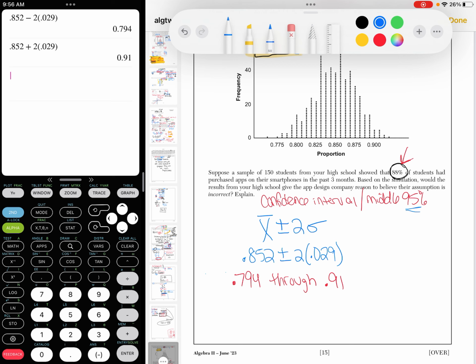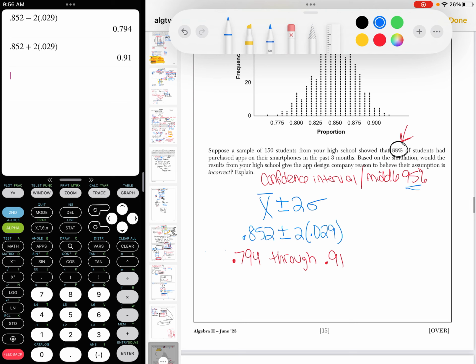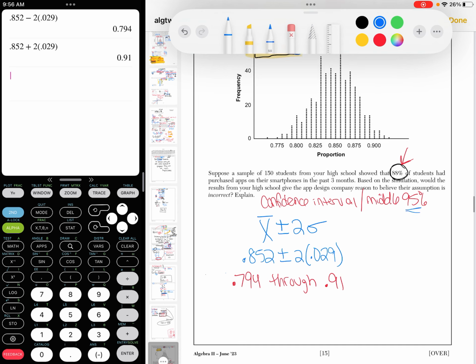So the wording of this question is a little bit tricky, but it says, based on the simulation, again, based on the information, would the results from your high school give the app design company reason to believe their assumption is incorrect? Their assumption was 0.85, which is also in the middle 95. That 88% is also in the middle 95. Both things are likely to happen. They are both in that middle 95.